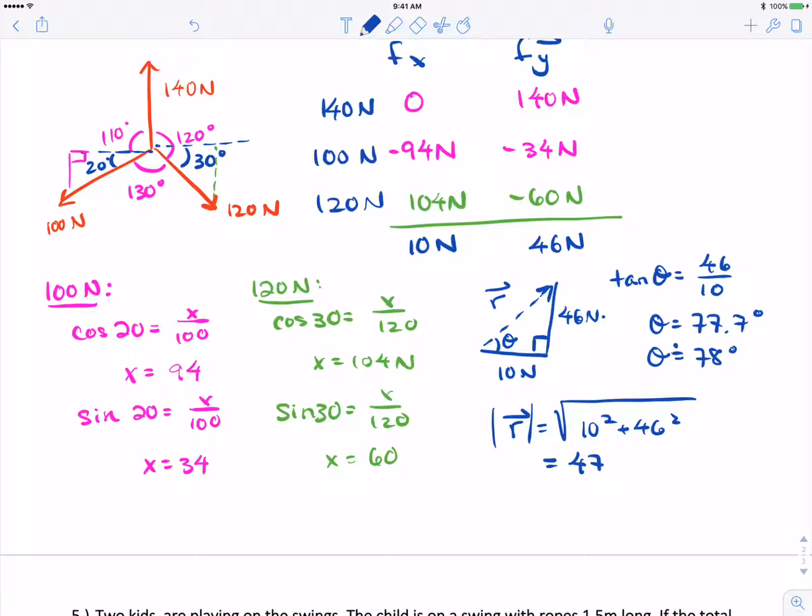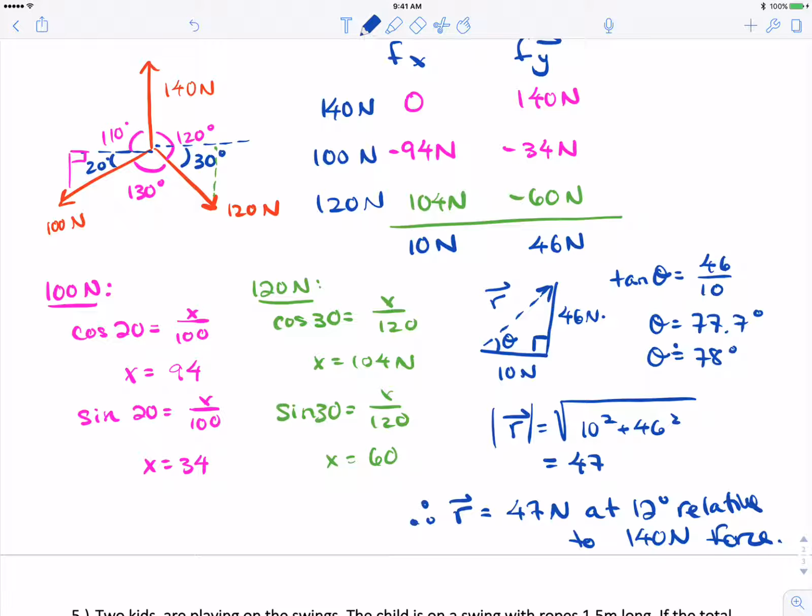I just used the different one as the vertical one. Different pictures, that's fine. So it doesn't matter how you do that as long as you get your reference angles. So I'll say therefore R is 47 newtons at 12 degrees relative to the 140 Newton force.